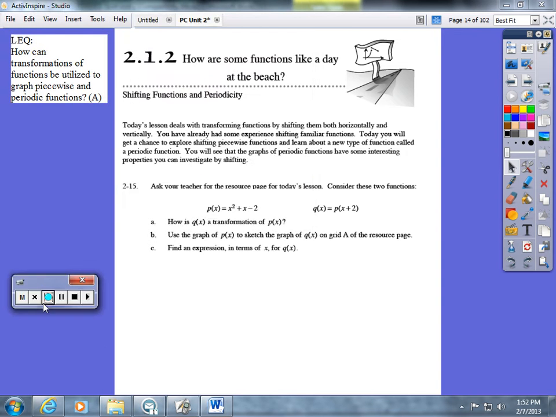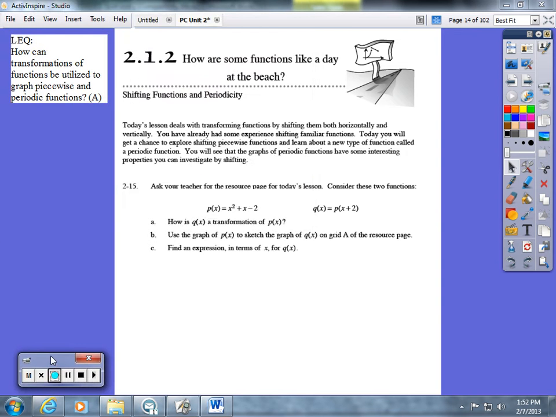So the essential question for today is similar to the last lesson, which is how can transformations of functions be utilized to graph piecewise and periodic functions. So we're going to look at shifts of piecewise functions today. At the end of the lesson, we get into what we call periodic functions. We'll talk more about what that means.